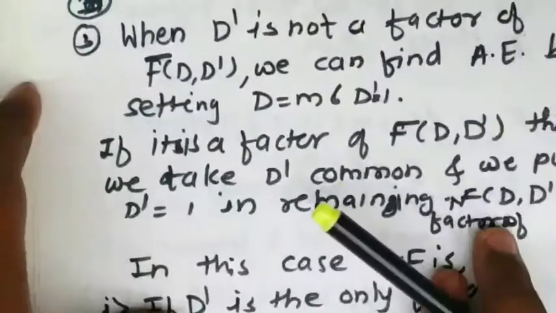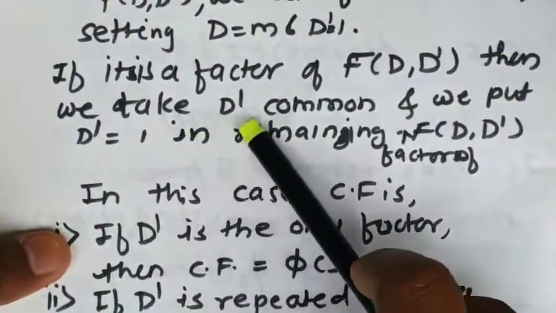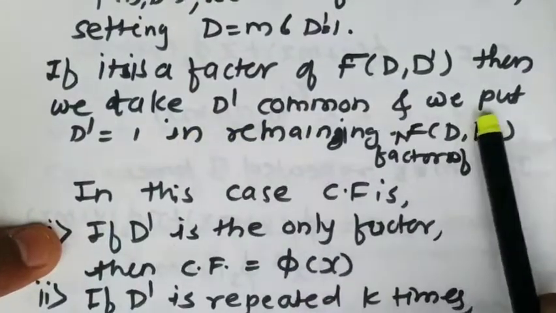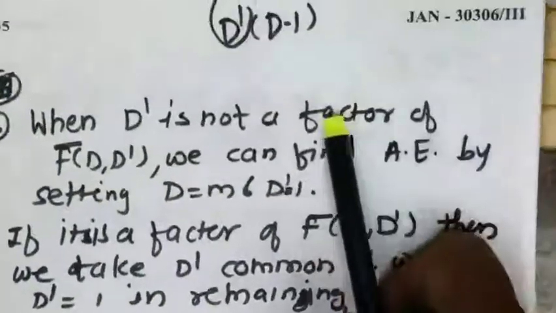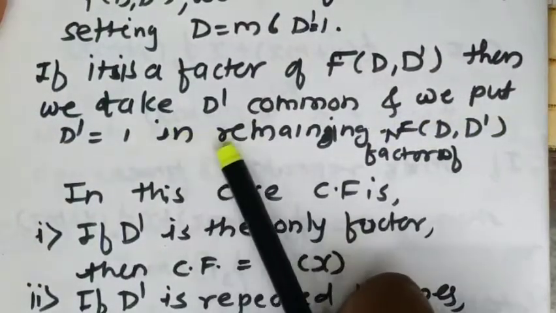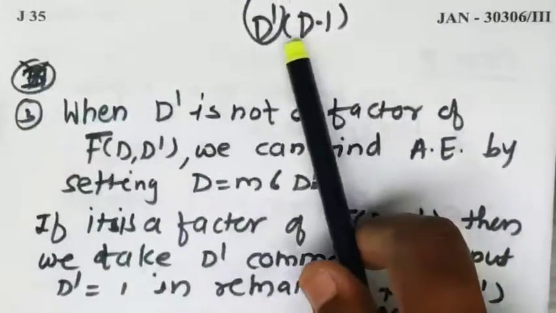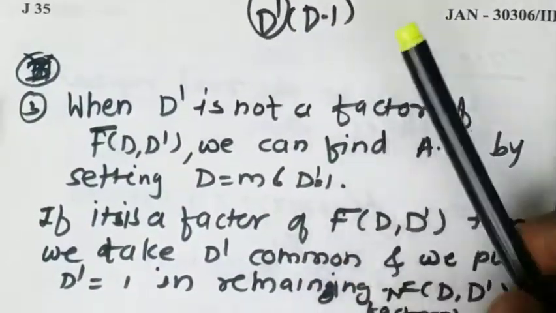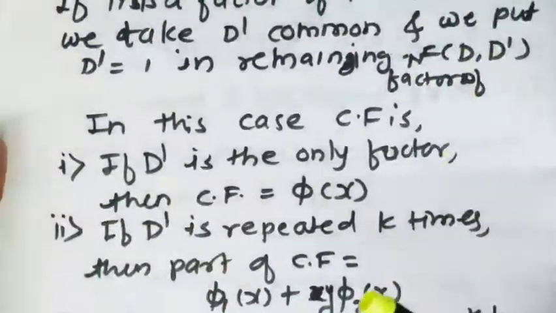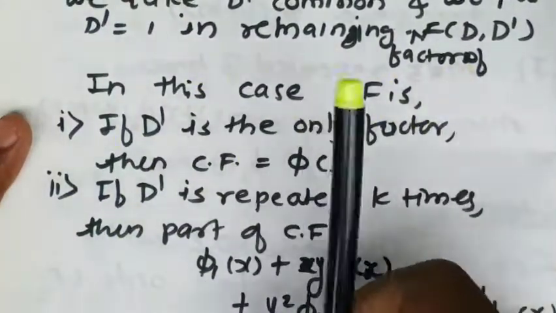Okay, so in such a case, if d dash is the factor, then we take d dash common, and that d dash that I have written outside, we take common, and we put d dash equal to 1 in the remaining factor of f of d comma d dash. So only in the remaining factor, whatever remaining factor will be there, in that we put d dash equal to 1. Fine. Now in this case, the CF is quite different.